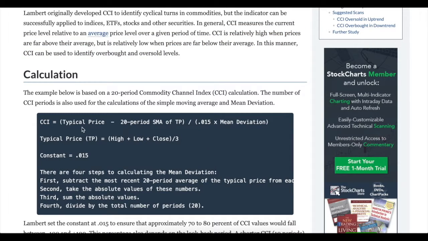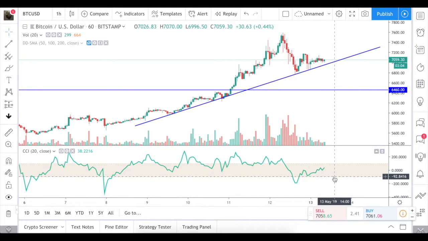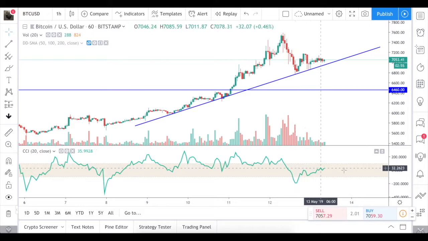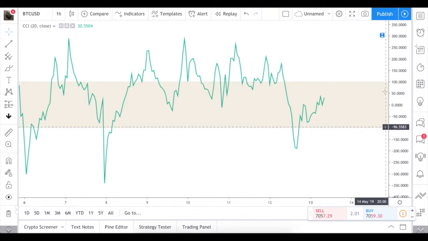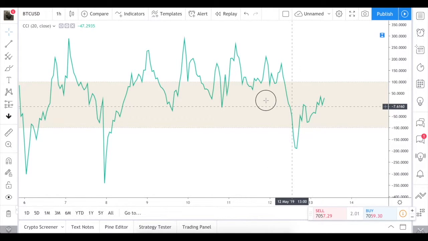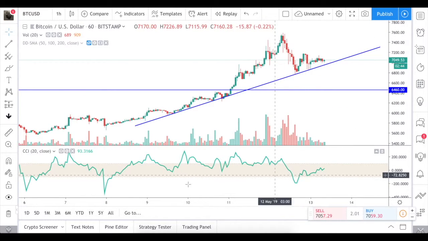Here is again the formula: the typical price, which is the average of high, low and close of the price, minus the 20 period SMA of typical price, and also there's a coefficient which can be quite different, but the only thing it does is hold the distribution of this indicator within a certain area, like between 100 and minus 100. So at the moment most of the time the indicator is within this zone, and if it is very high, then we may expect a drop.